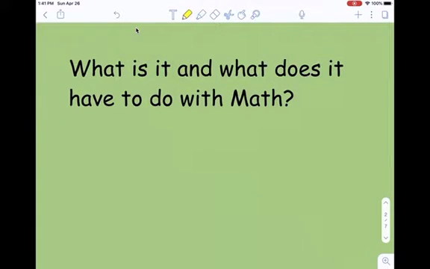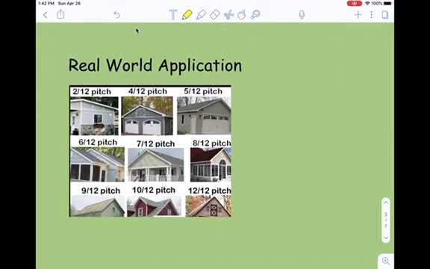All right, so I'm going to show you exactly what I'm talking about here. Take a look at this, I call it a real world application. We're looking at a bunch of different roofs. If I had to go up on somebody's roof and maybe work on a chimney or replace a couple shingles or get a frisbee that got thrown up there, which of these roofs would I want to go on?